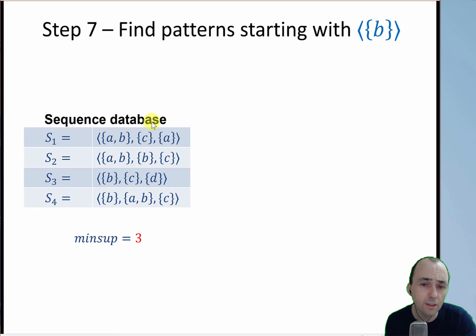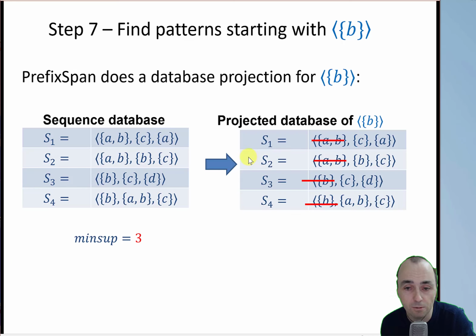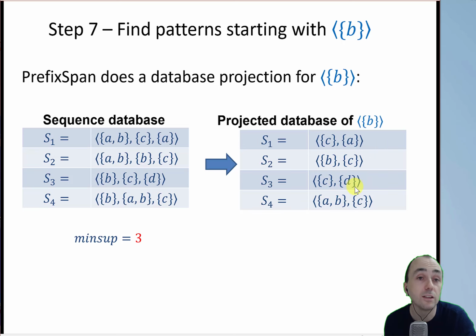So we take the original database, we go back to before, okay, and PrefixSpan will do a database projection with B. So all it will do, it takes the database and looks at the first B in each sequence, and it will delete everything before the first B, including the first B. So it will give the result like this, okay, as you can see here.